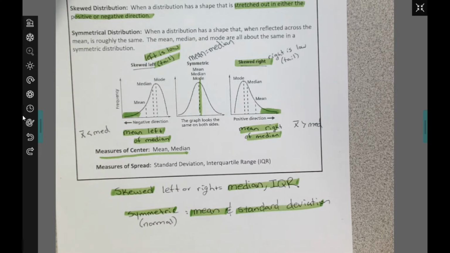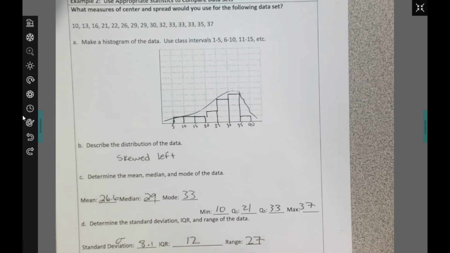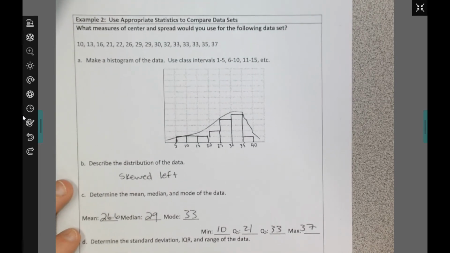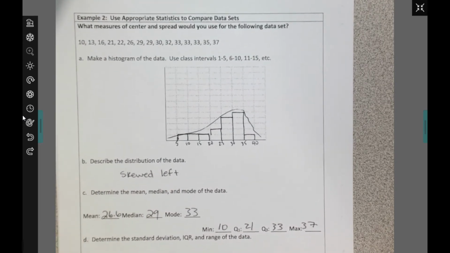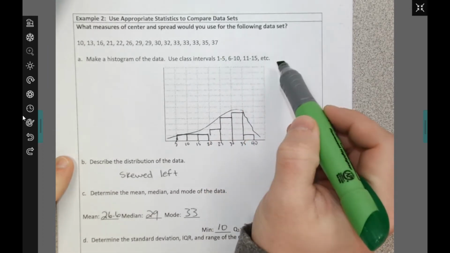So moving on, looking at example 2, they want to know which measures would you use for this. So they walk us through a process where the first step is to make a histogram. So remember, a histogram is going to be that bar chart. Okay, so you have the bar chart going on. They give you the intervals to use here.